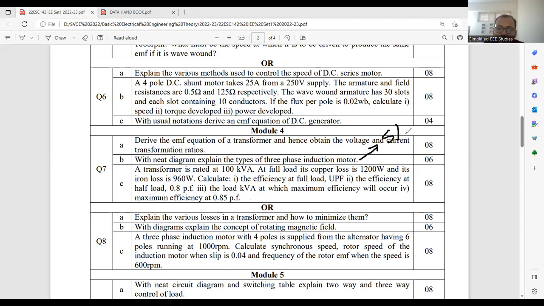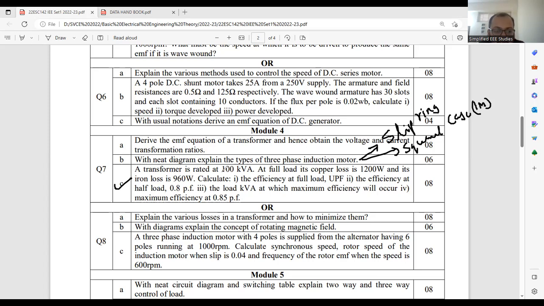One is slip-ring induction motor. Another one is squirrel cage induction motor. You will be getting the basics from the data sheet. You can refer to that. Another one is related to transformer efficiency calculation.